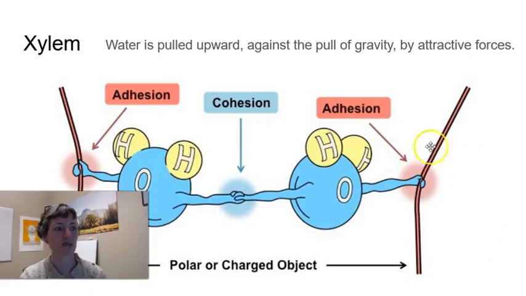Water's polar. It has positive and negative charges on it, partial charges. So not only will water stick to itself, but water will also stick to other surfaces that are also polar. So here it's showing cohesion, between the oxygen atoms and the hydrogens that stick together. There's negative charges on the oxygens. Oxygens are super negative, and hydrogens are super positive. So they're attracted to each other.